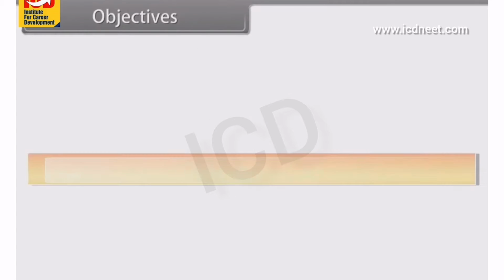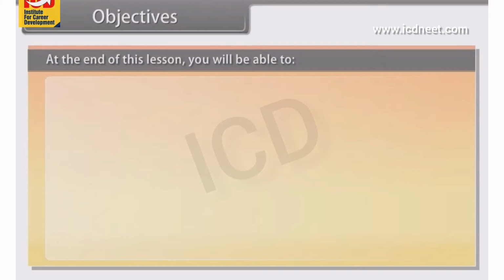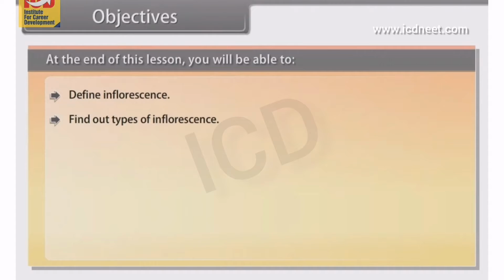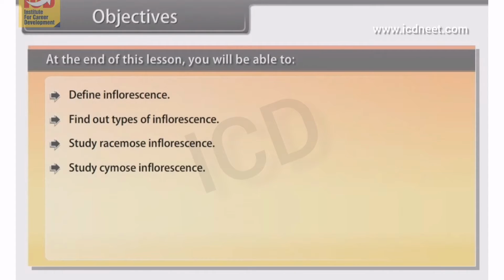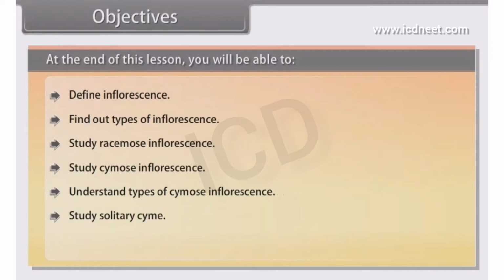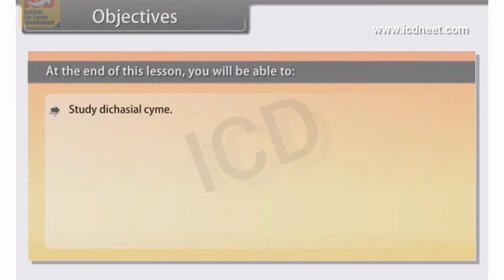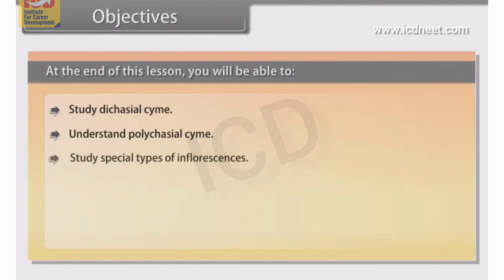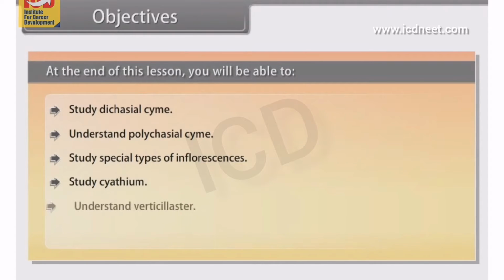Objectives. At the end of this lesson, you'll be able to define inflorescence, find out types of inflorescence, study Racemose Inflorescence, study Cymose Inflorescence, understand types of Cymose Inflorescence, study solitary cyme, understand Monochasial Cyme, study dichasial cyme, understand polychasial cyme, study special types of inflorescences, study pseudanthium, understand Verticillaster, find out Hypanthodium.